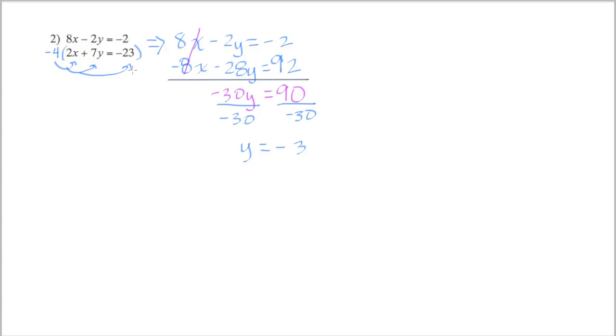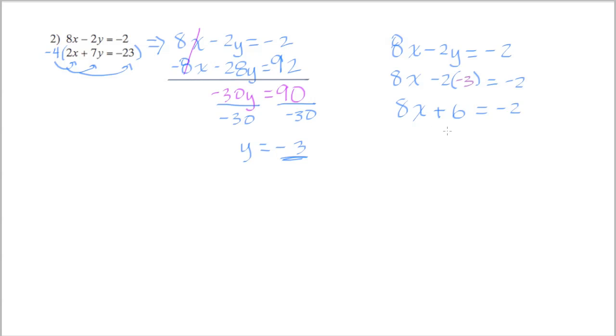So I need to pick an equation, and it doesn't matter if I choose the top or the bottom as long as I choose one. I'm going to use the first one. 8x minus 2y equals negative 2, or 8x minus 2 parentheses, and replace the y with a negative 3 equals negative 2. 8x, negative 2 times negative 3 is positive 6 is equal to negative 2.